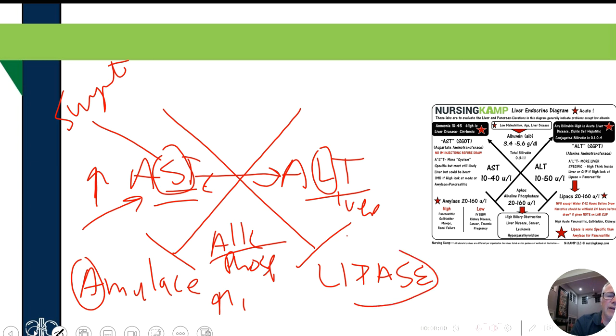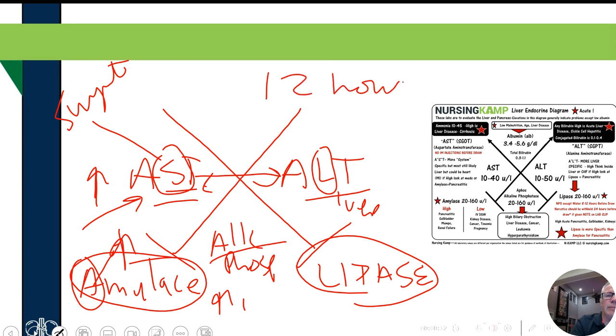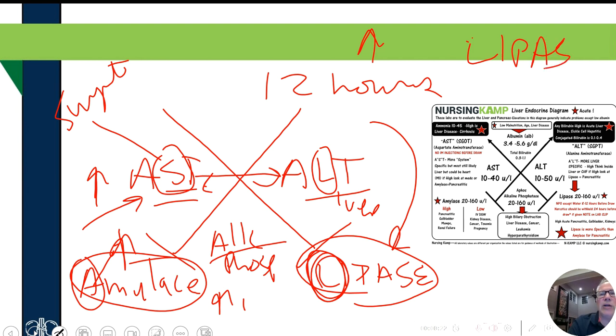Okay, these are elevated. Now, NCLEX will always just give you these. They basically will go, this goes first. A always goes first. And this one basically rises for 12 hours. And then this one's last, follows afterwards. So you have your amylase rise and then your lipase second. And lipase can actually be up to, I think, 2 weeks.